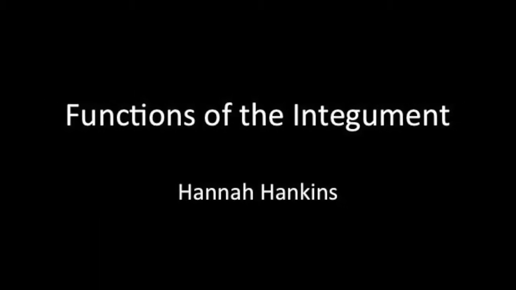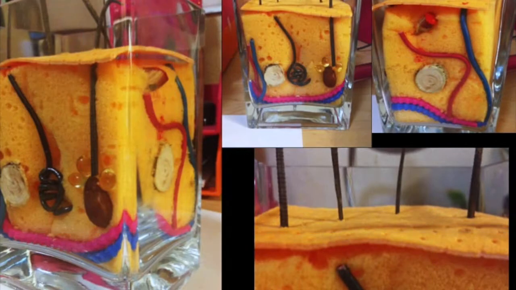Functions of the integument. Here is my model of the skin. In my model, you can see pores, hair shafts, epidermis, dermis, eccrine sweat glands, root hair plexuses, Pacinian corpuscles, veins and arteries, erector pili muscle, and sebaceous oil glands.